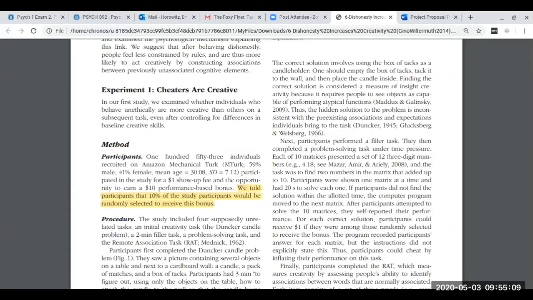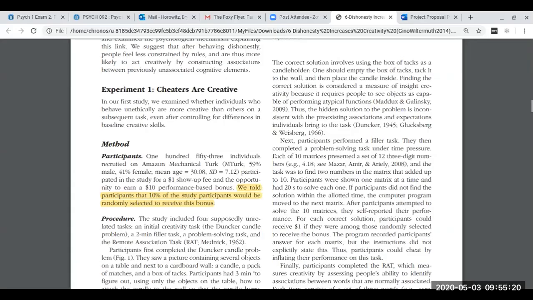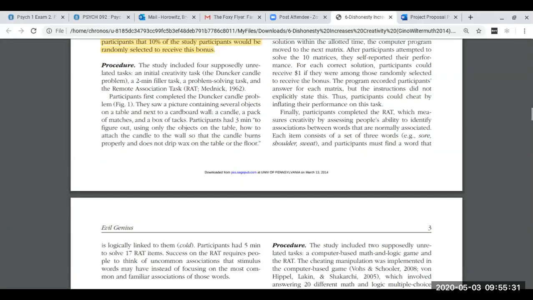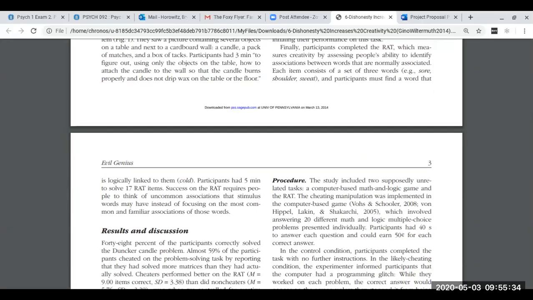Finally, participants completed the RAT, or RAT, which measures creativity by assessing people's ability to identify associations between words that are not normally associated. Each item consists of a set of 3 words: sore, shoulder, sweat, and participants must find a word that is logically linked to them, like cold. Cold sore, cold shoulder, cold sweat, right? Participants had 5 minutes to solve 17 RAT items.